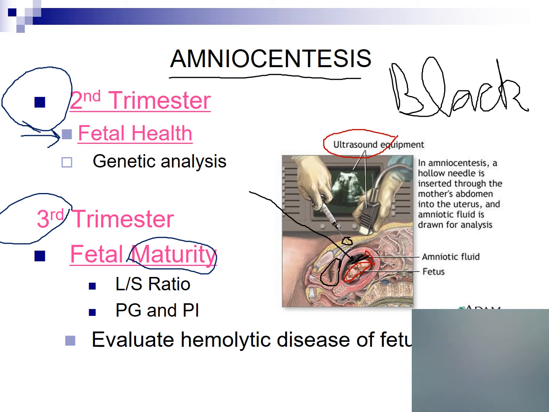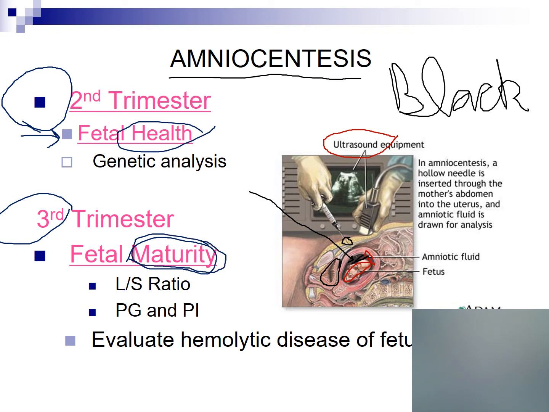So the big deal about understanding that these are done at 2 different times is that the results will be available at a different time and different results. So the procedure for both are exactly the same. An abdominal ultrasound is done to identify the location of the fetus and the placenta. The needle is inserted into the uterine cavity, and 20 to 30 milliliters of amniotic fluid are withdrawn. But then what happens to that fluid afterwards and what tests we're going to do on it depend on whether we are looking for health or maturity.